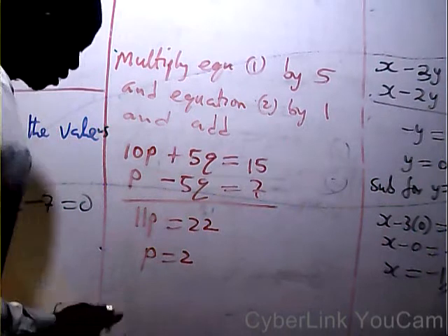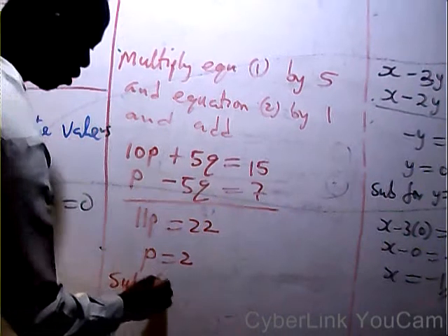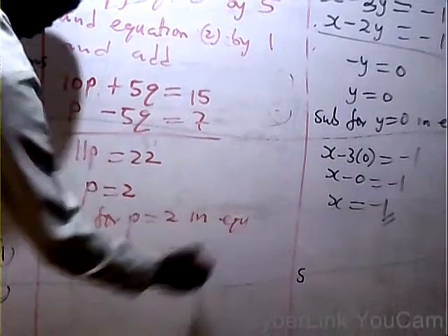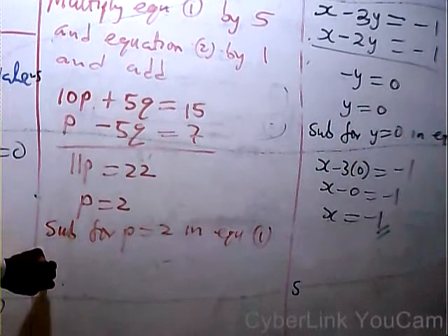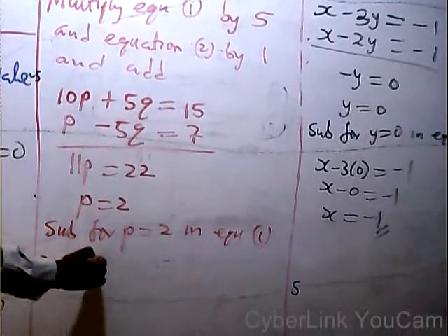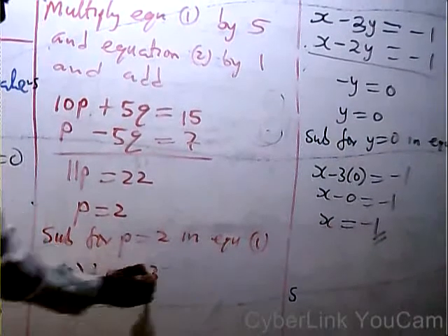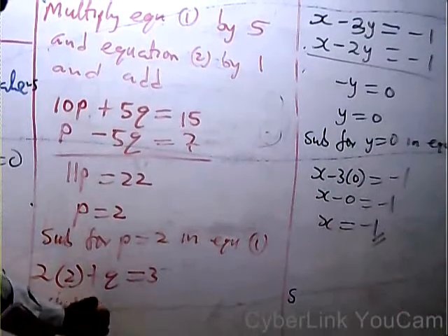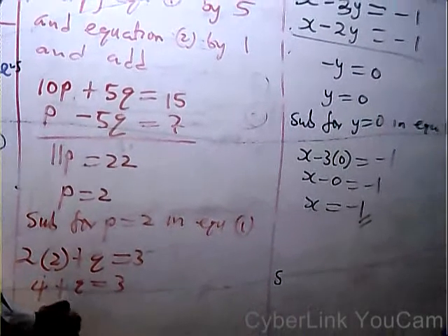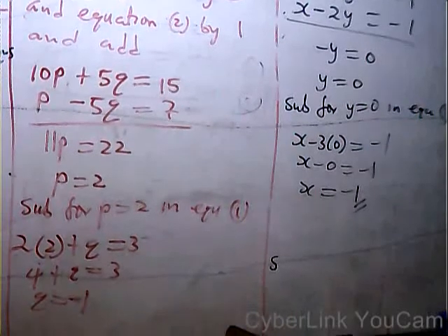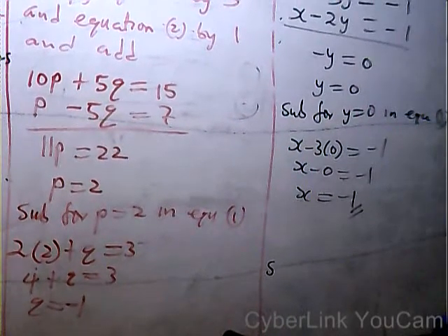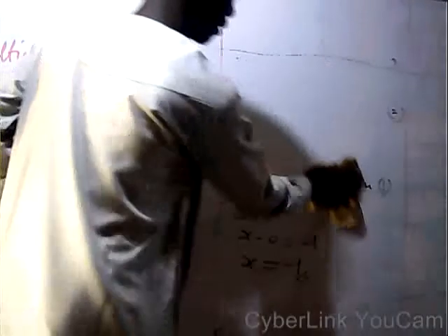So I say solve for p equal to 2 in equation 1. If I do that, I will have 2 into bracket 2 plus q is equal to 3. So 4 plus q is equal to 3. That means q is equal to minus 1, because q will be equal to 3 minus 4. So if q equals minus 1 and p equals 2, don't forget, we are not looking for p and q. We are looking for x and y.